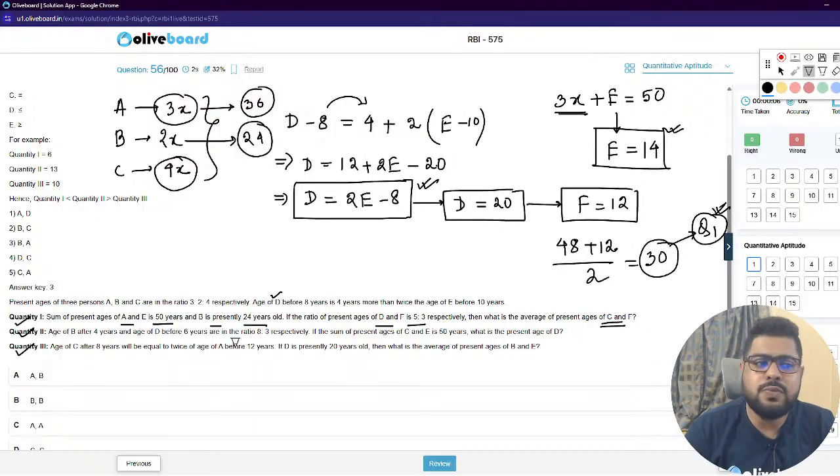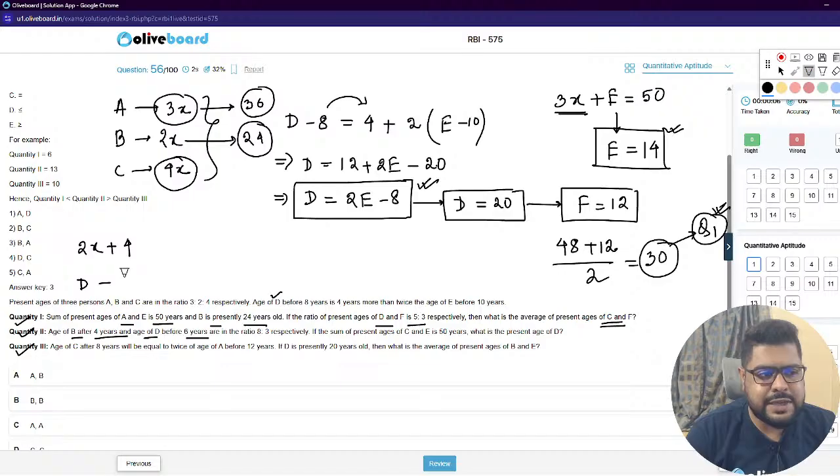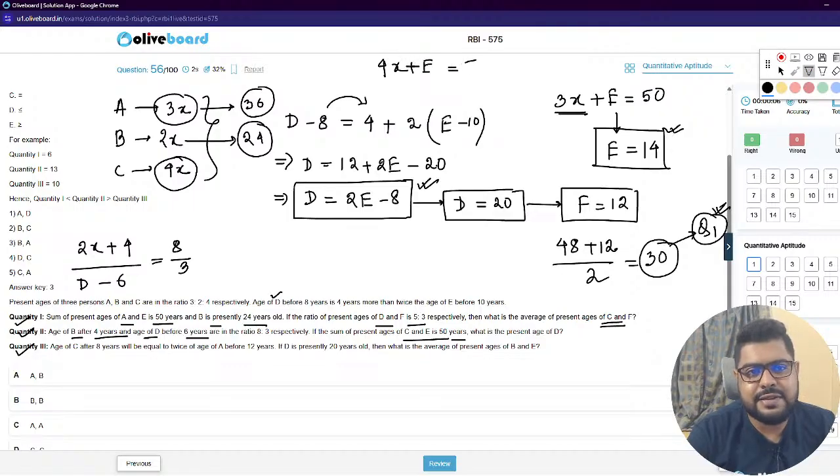Let's come back to Q2. The age of B after 4 years and the age of D before 6 years. The age of B after 4 years means 2x plus 4, and the age of D before 6 years is D minus 6. This ratio is 8 by 3. The sum of the present ages of C and E is 50, meaning 4x plus E is 50. This is given to you. They are asking the present age of D.